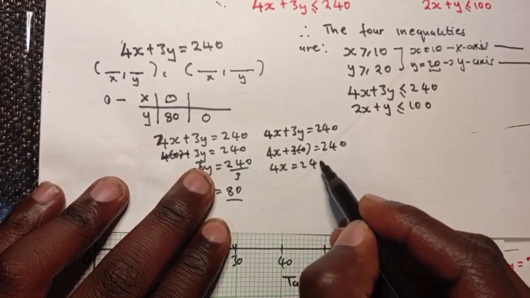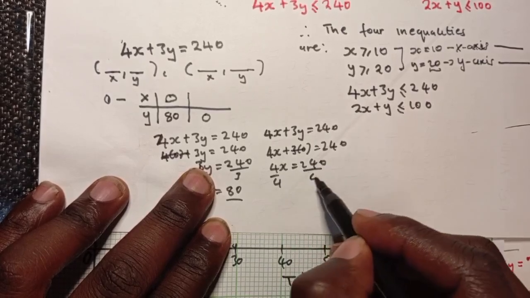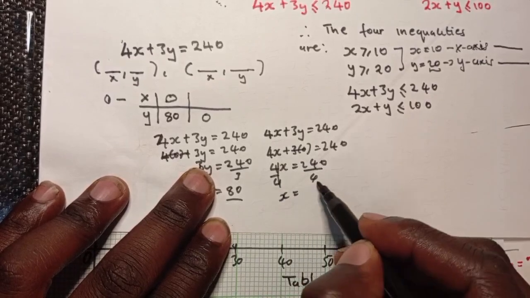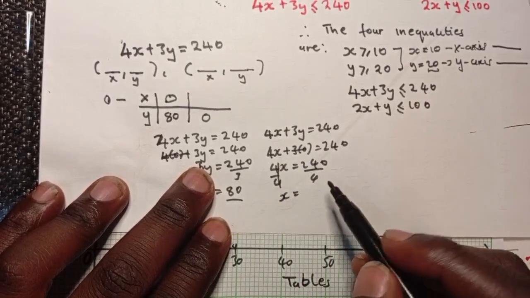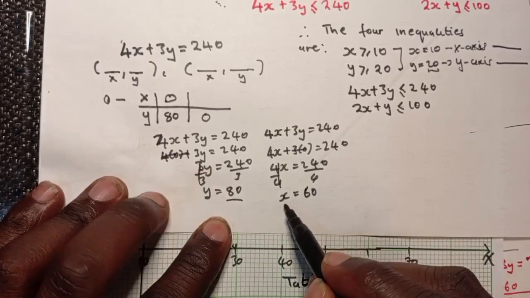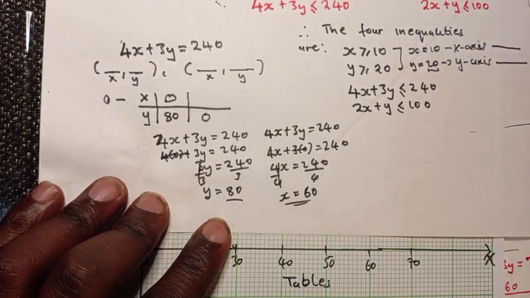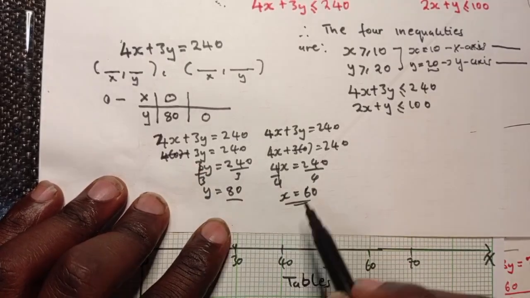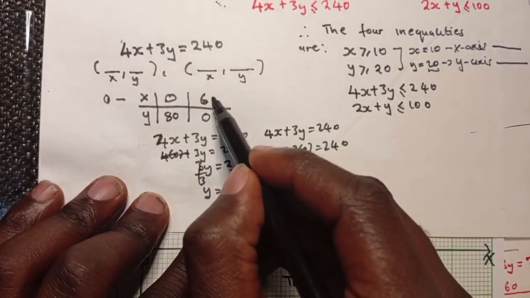So 240 over 4, over 4. Now x is equal to what? 4 into 24, that is 6, into 0, 0, so 60, okay? Again, you should use a calculator. I'm just calculating in my head, okay, 60. So you have 60 there.